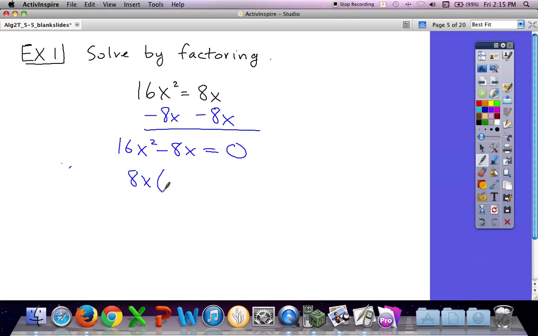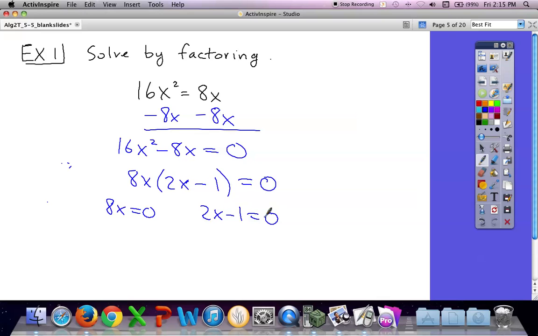So that's 8x times 16x squared divided by 8x is 2x, right? And 8x divided by 8x is 1, right? It's not 0, it's 1. Okay, now we've got our product. So by the zero product property, we know that either 8x equals 0 or 2x minus 1 equals 0.